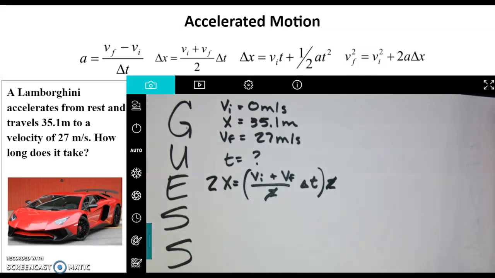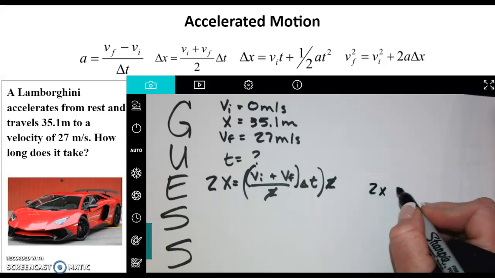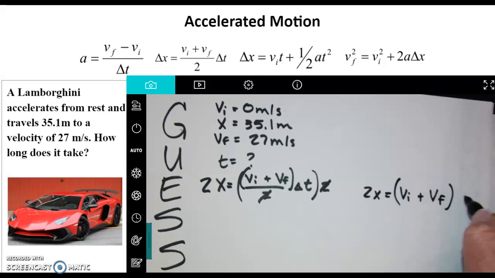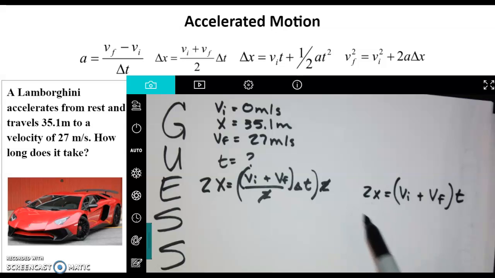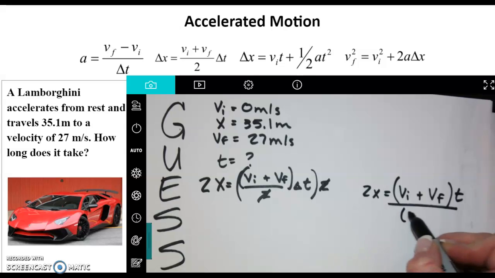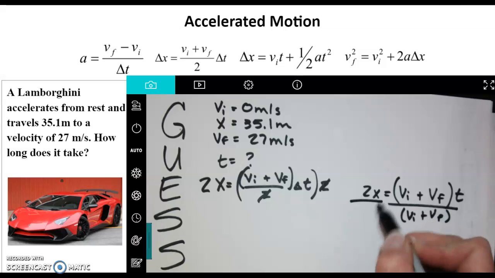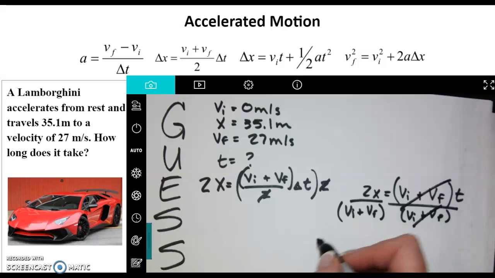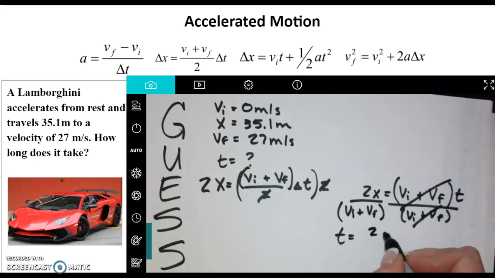Notice that that 2 cancels out, and that leaves us with our initial velocity plus our final velocity multiplied by our change in time is equal to 2x. The next thing we need to do is to get this parentheses portion over to the other side. Let's clean this up so it's easier to see. Time. So to get this to the other side, we're going to have to divide by that entire portion in the parentheses. Okay, notice this cancels out, and now we have our formula to solve.